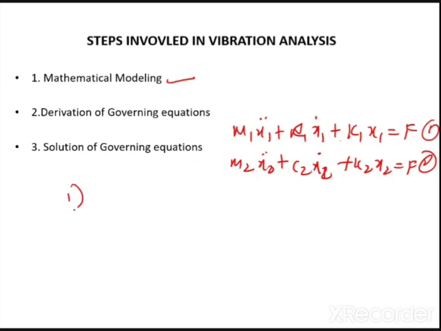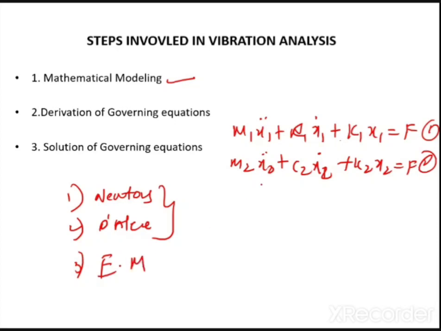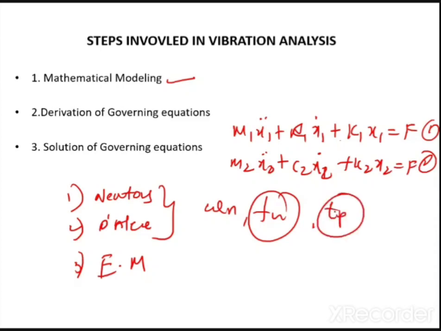You can apply Newton's method, D'Alembert's principle, and the third is the energy method. You can find all the parameters. All the parameters means what? From this you can find omega, the natural frequency. You can find Fn, that is natural frequency in hertz, right? You can also find the time period. So whatever is required, you can find by using this equation.